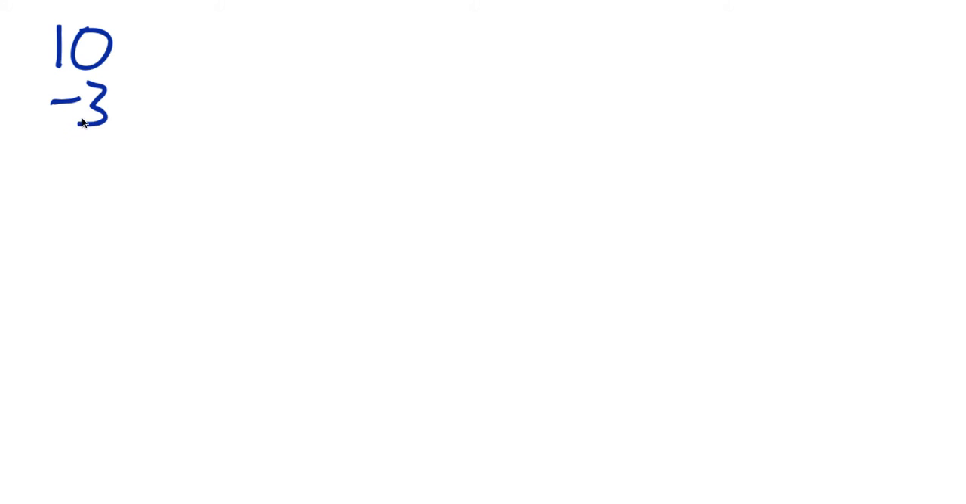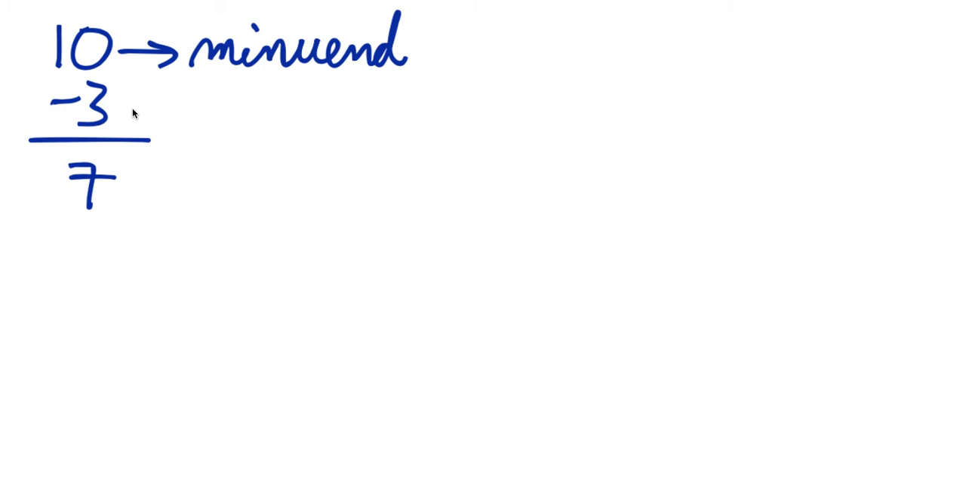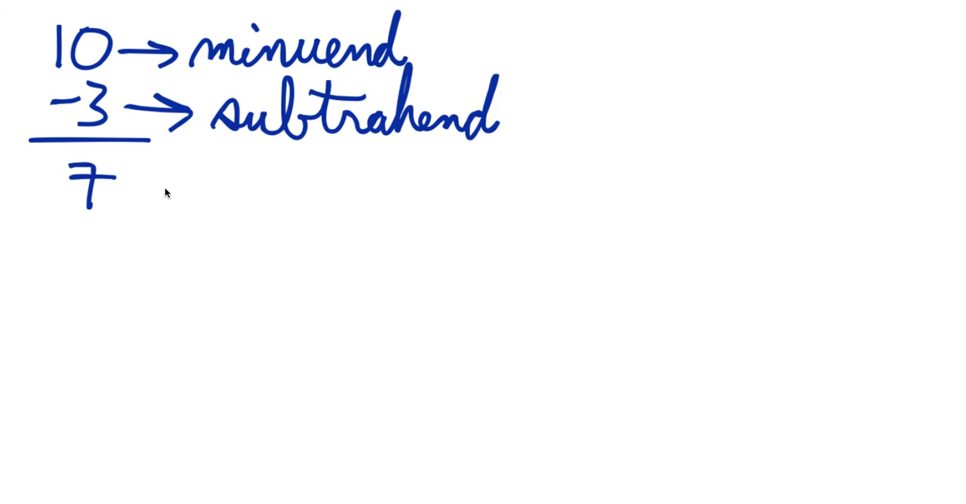If I have a vertical subtraction problem, 10 minus 3 is 7, the top number is called the minuend. That's minuend. And then the bottom number is called the subtrahend. So remember, the top minuend, bottom subtrahend. The answer is the difference.